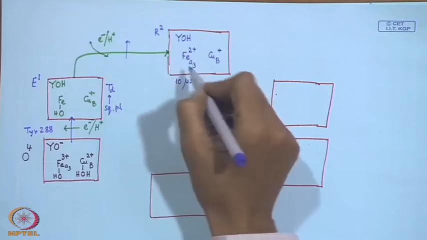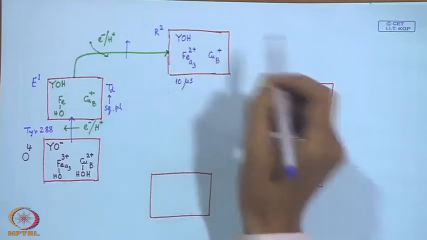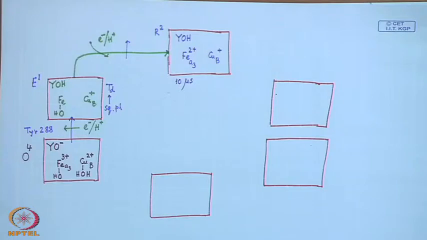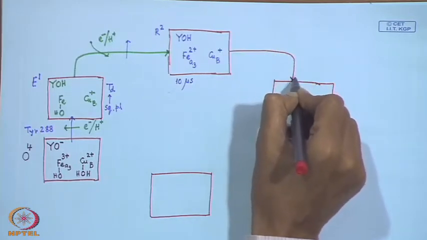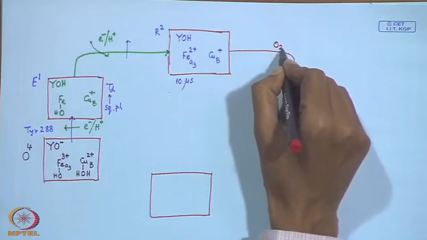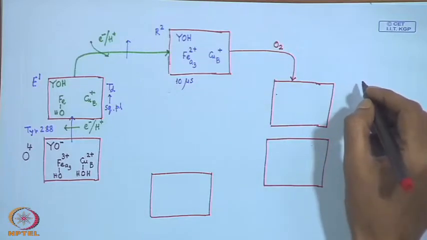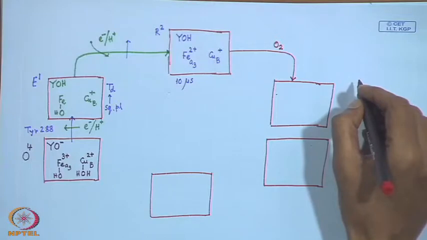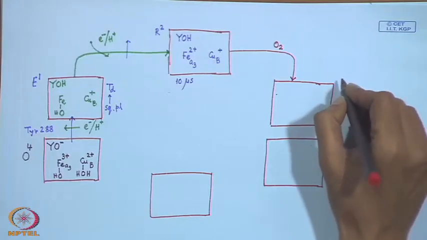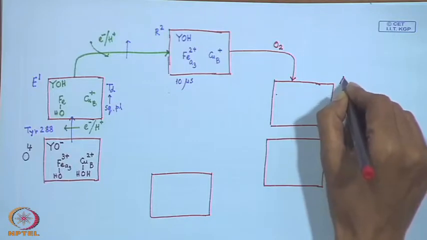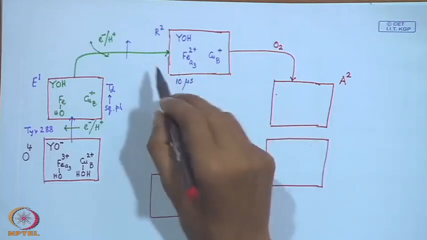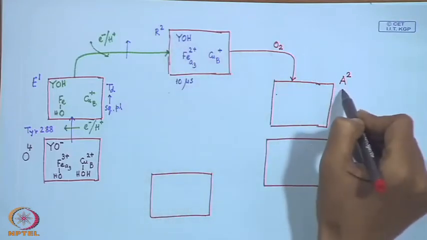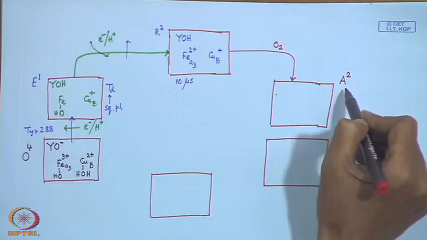So, 2 electron reduction, and you have the pentacoordinated iron site in the reduced form, which is utilized for dioxygen binding. So, within 10 microsecond you get the binding of O2, and this means we have not pushed any extra electron to the system, but we have the binding of the dioxygen molecule. So, R2 is going from one state to another state, which is now known as the A2 state.